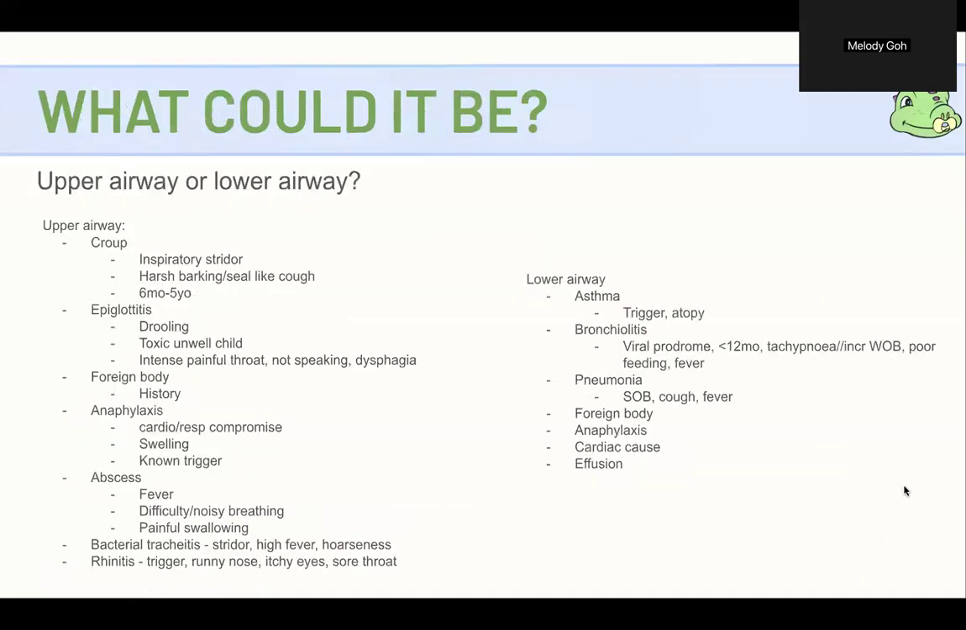So in terms of what it could be, when you're in the Apex History Plus, you can be thinking about whether it's an upper airway or a lower airway pathology. I've just written down some of the common conditions in both camps. So for croup, you'd be asking if there's any inspiratory stridor, a harsh barking, seal-like cough, and then checking their age. Six months to five-year-olds are mostly the presentations for croup. And in terms of your systems review, you can have a read over this slide, and you can see what the main things are you'd be looking out for in each of these conditions.